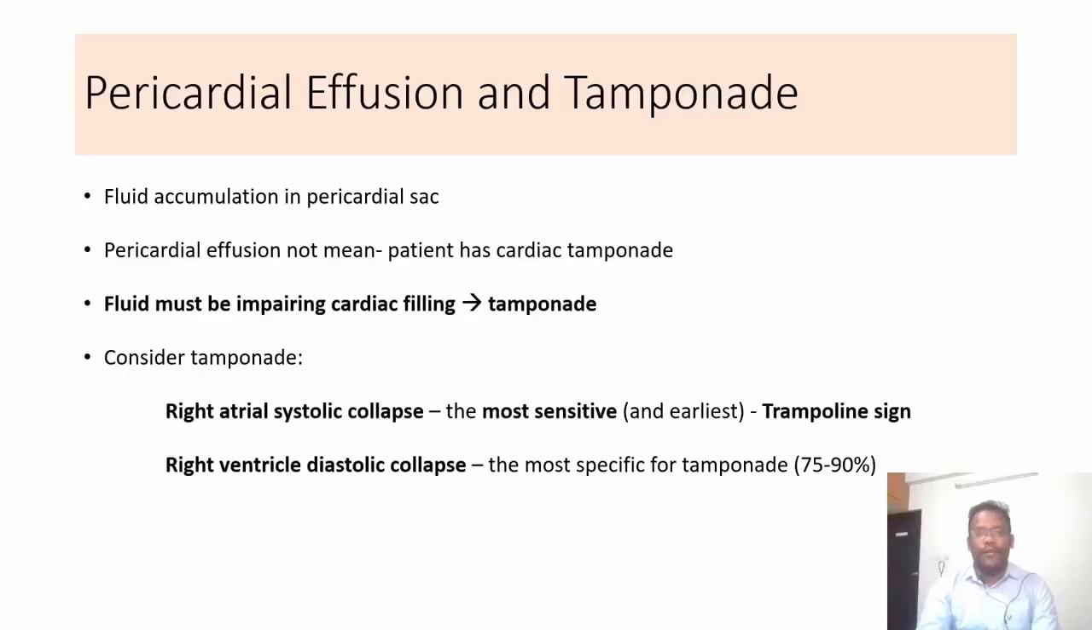Coming to pericardial effusion and cardiac tamponade. Any fluid accumulation in the pericardial sac is called pericardial effusion. The presence of pericardial effusion does not mean that the patient has cardiac tamponade. The pericardial fluid must impair the cardiac filling to cause the tamponade effect. So consider cardiac tamponade only if there is systolic right atrial collapse, which is the most sensitive sign for cardiac tamponade, or diastolic right ventricular collapse, which is the most specific sign for cardiac tamponade.